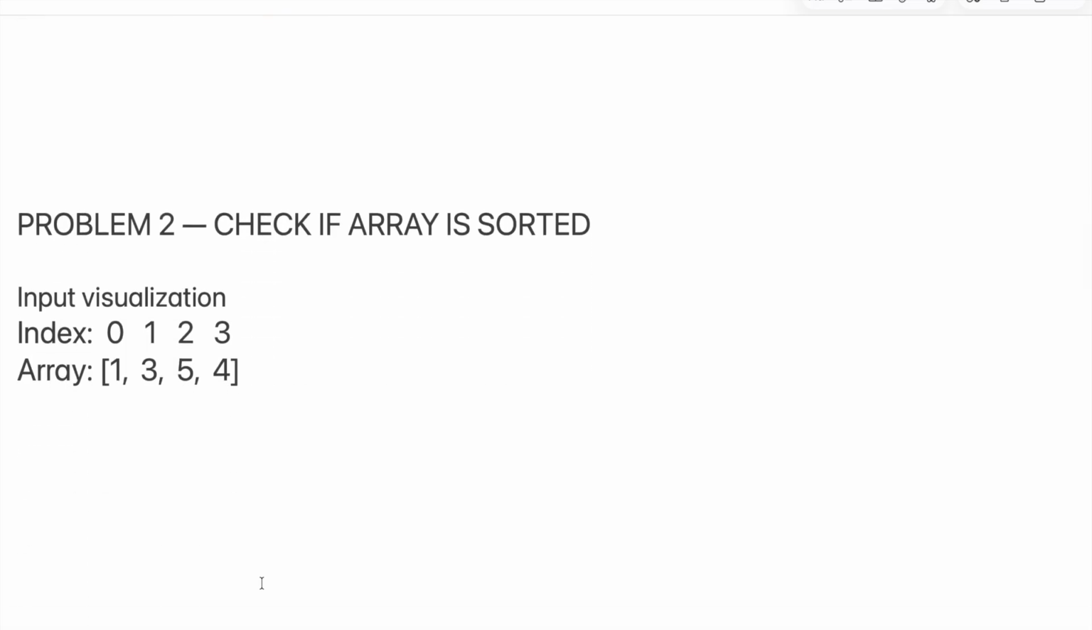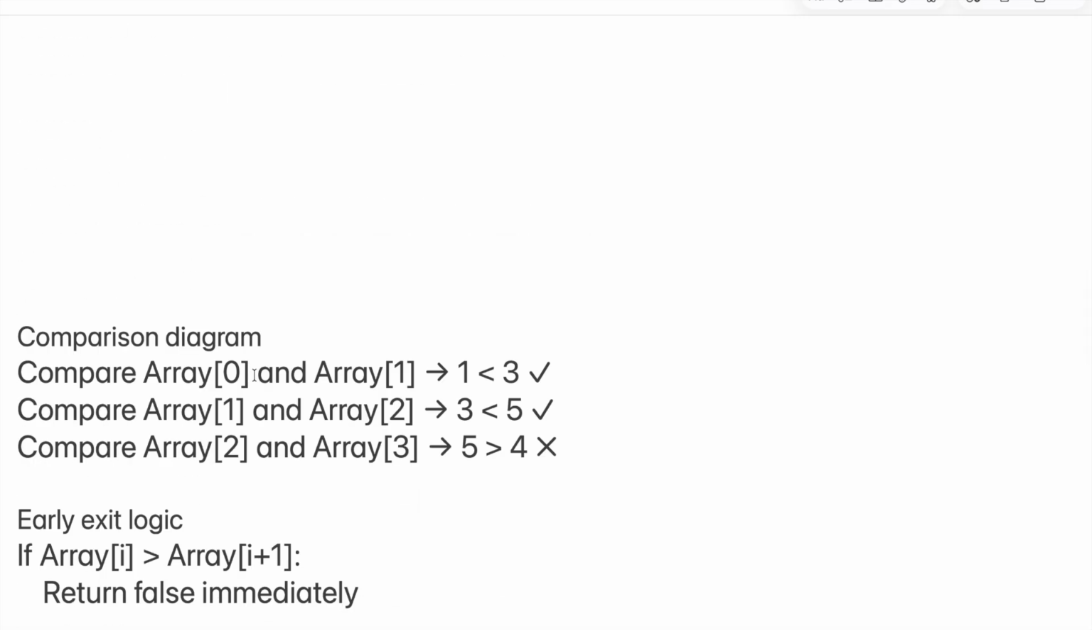Let's move on to the next problem, checking whether an array is sorted. In this example, the array contains 1, 3, 5 and 4. I compare each element with the element that comes immediately after it. 1 is less than 3, so the order is correct.